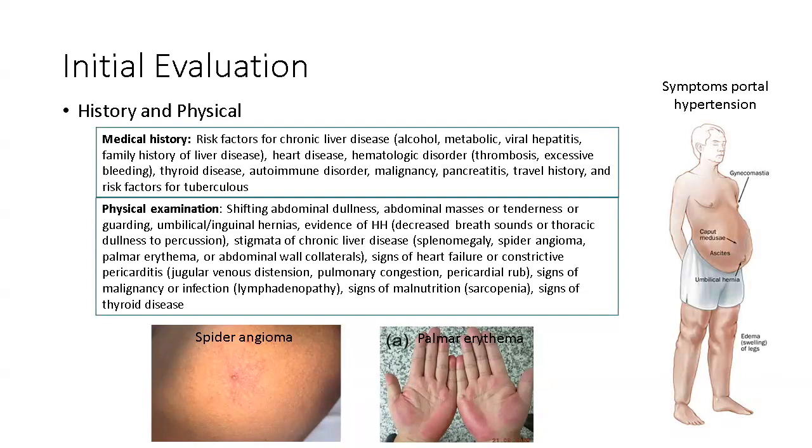These are abdominal wall collaterals, or caput medusae. That's from the portal hypertension that you can look for. It kind of looks like the head of snakes, like in the mythology. So it looks like snakes coming around the abdomen. And then peripheral edema, which we're all aware of.